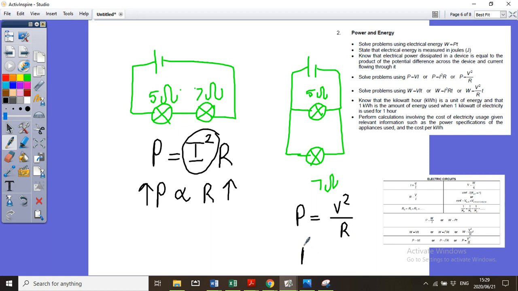Because I can say that power is now directly proportional to 1 over R, because the voltage is constant. So now, because the resistance is underneath the line, if the resistance goes up, the power is going to go down. And we've reasoned it out and we've proven it mathematically now. So that's the first type of question you can expect about power and energy.